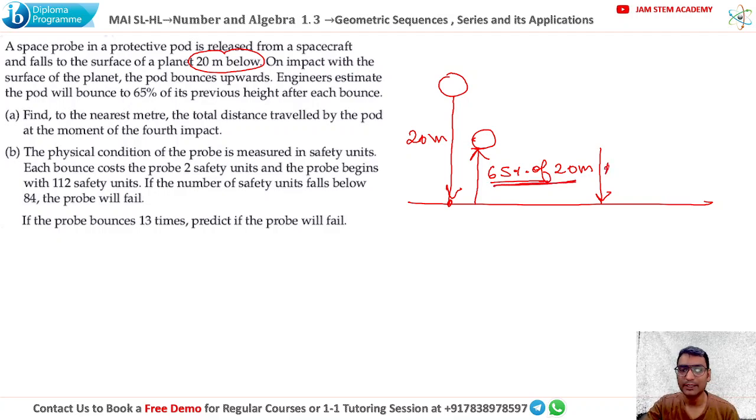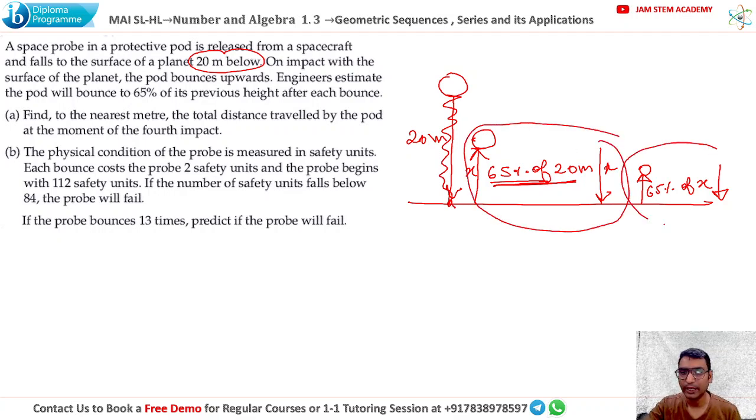This time, let's say this is x units. This height this time is x. Now, when it reaches the surface, it again bounces back, goes up to 65% of the previous height. That was x. So it comes back and covers the same distance, 65% of x, then again goes up and so on, right? So in this process, can you see it covers this 20 meters only one time, and after this each distance is covered twice, this much and this much.